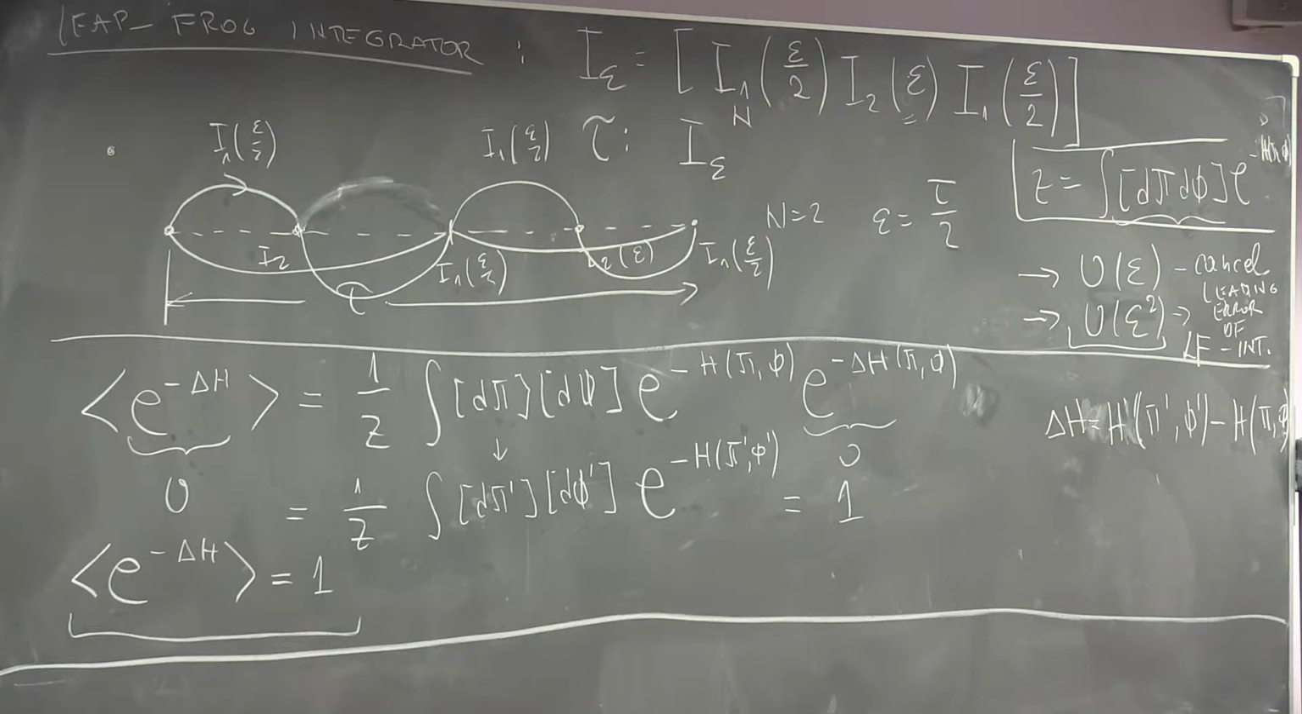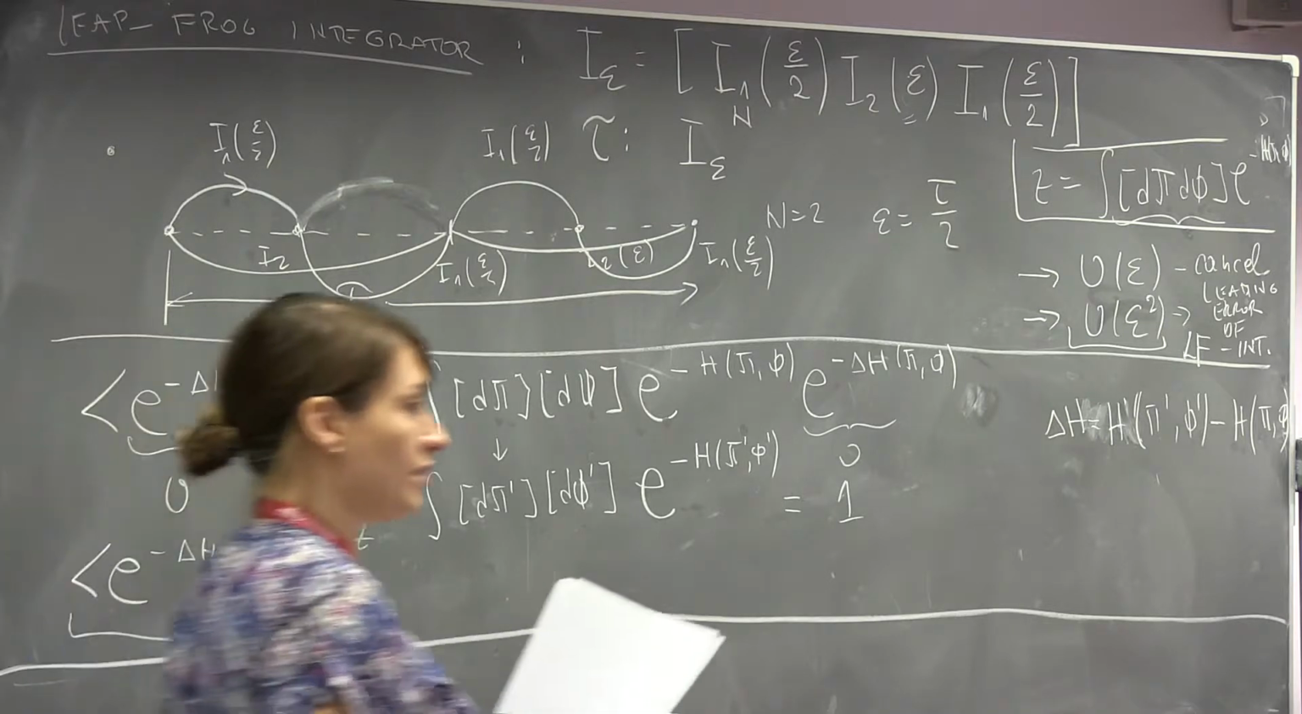that we are drawing our samples from the correct distribution, which is proportional to this Boltzmann weight of e to the minus S.